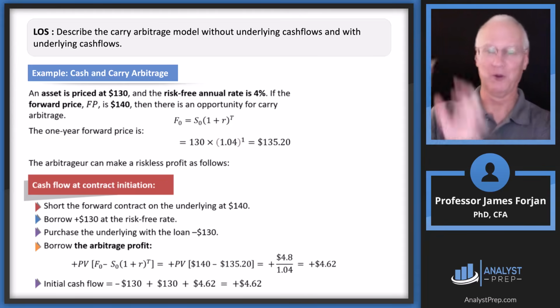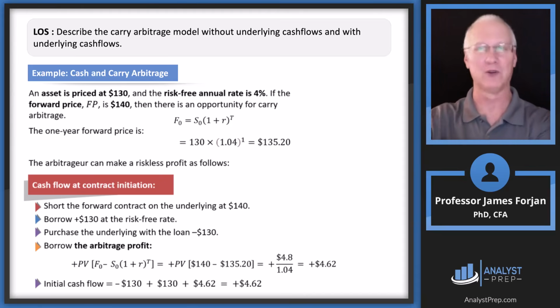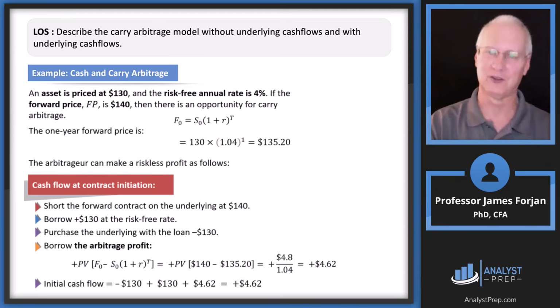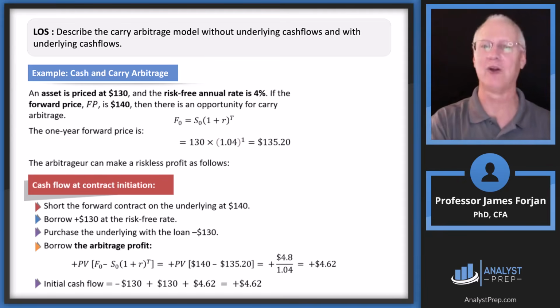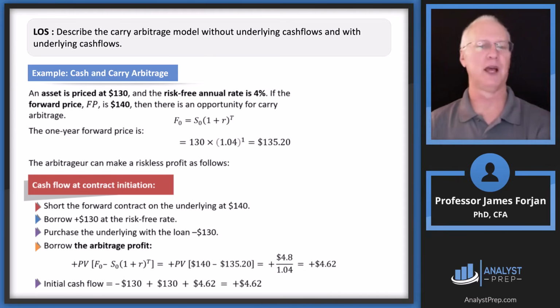So notice what we're doing. We're looking at future prices, but then in order to figure out our arbitrage opportunity, what did I say just a few moments ago? We need to take present values, right? Present value and price always mean the same thing. So what do you get there? $4.62. So there's our initial cash flow, $4.62. Notice that there's a plus sign in front of that.